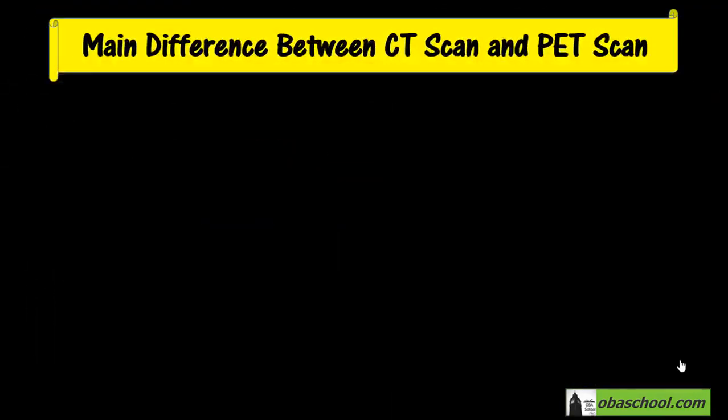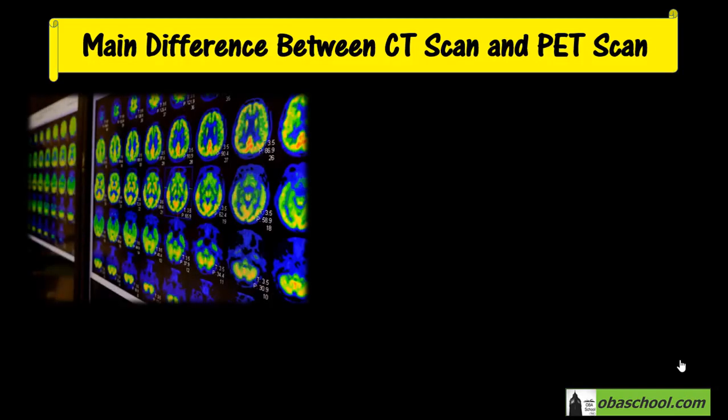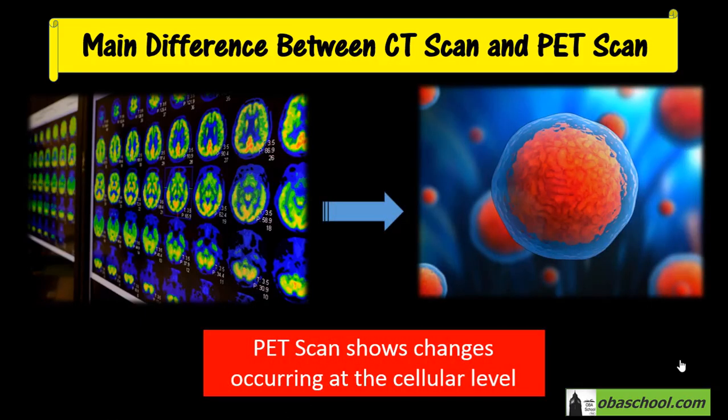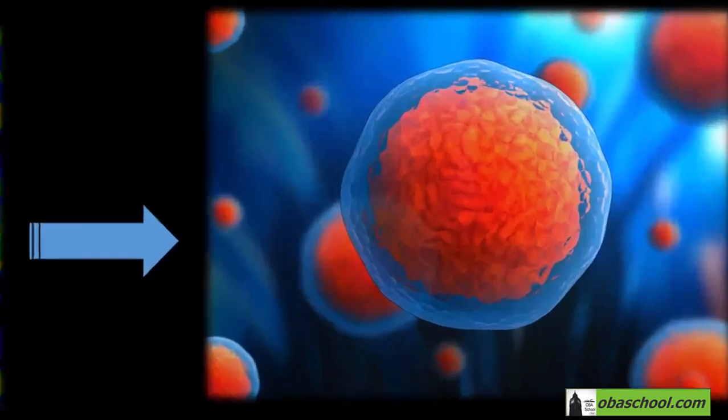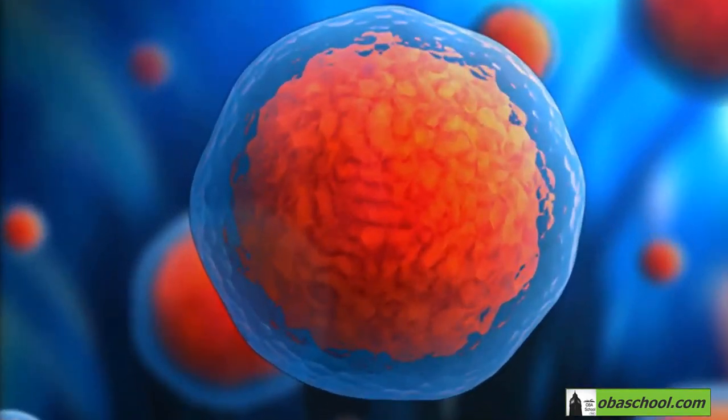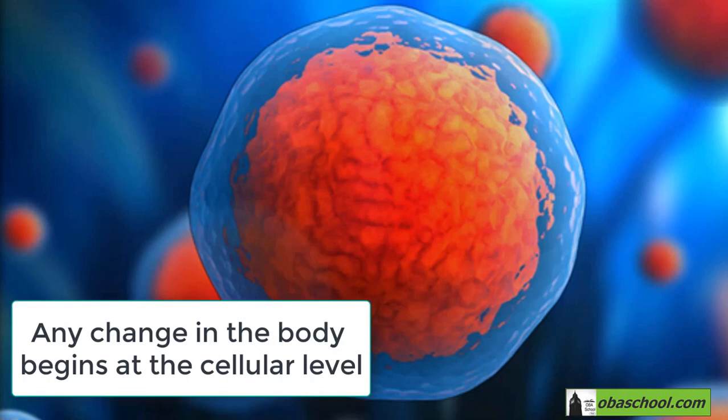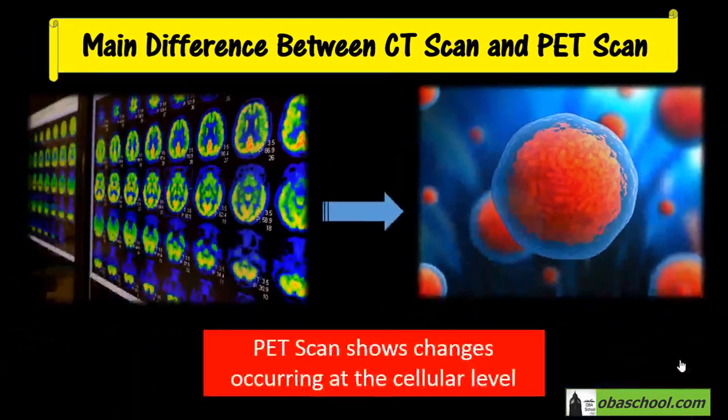But if both the CT scan and PET scan can detect brain tumors, what is the difference between the two? The difference is that PET scan shows the changes occurring at the cellular level in an organ or tissue. This is important because any change, any disease starts at the cellular level. So, PET scan has an advantage in that it can detect early changes in your cells.